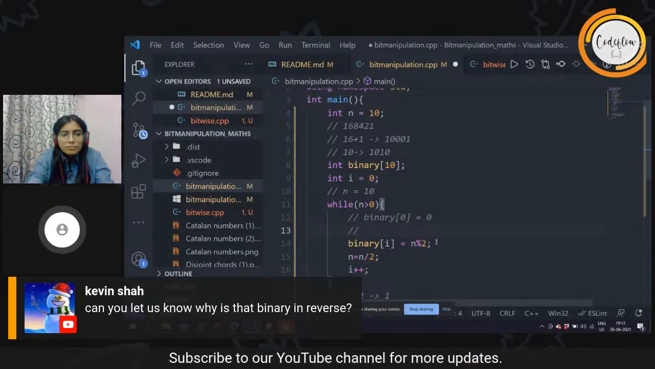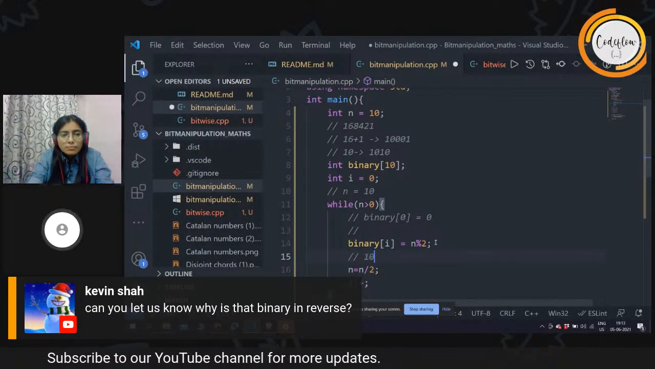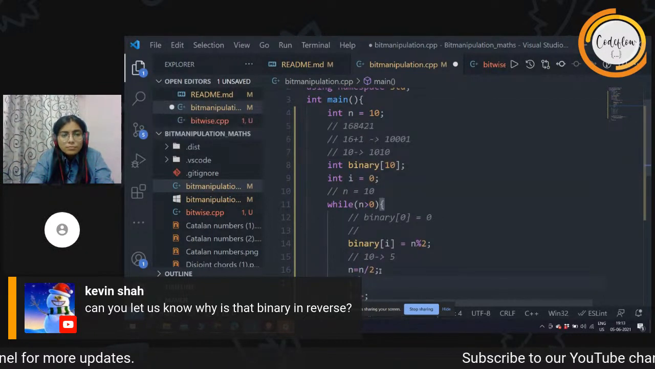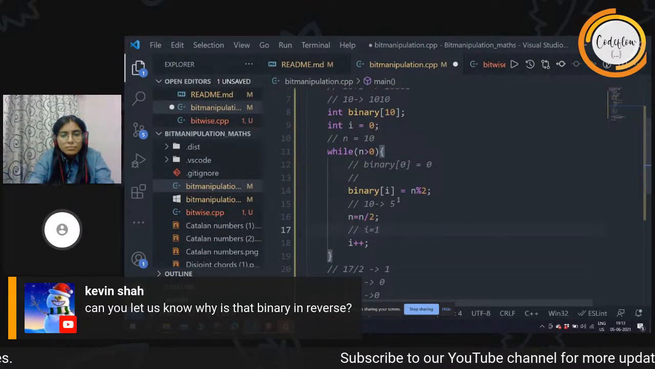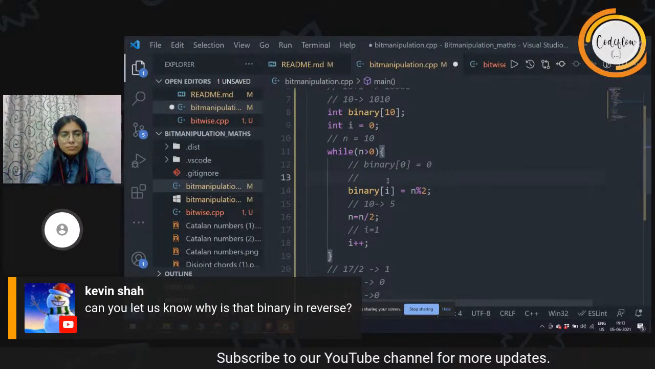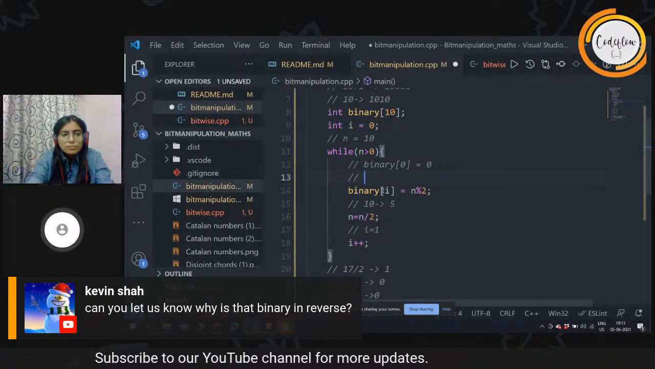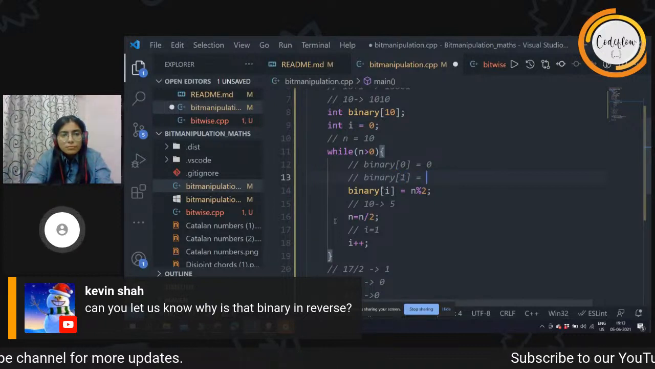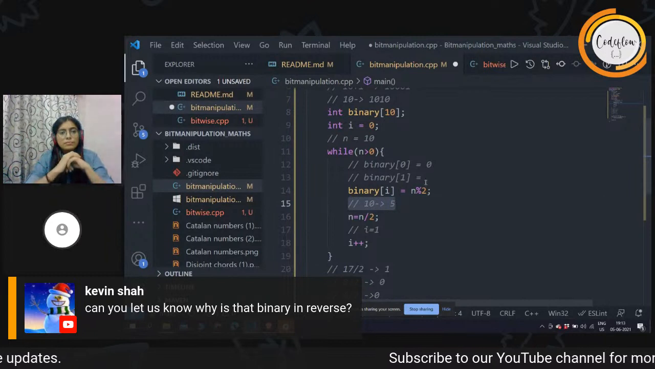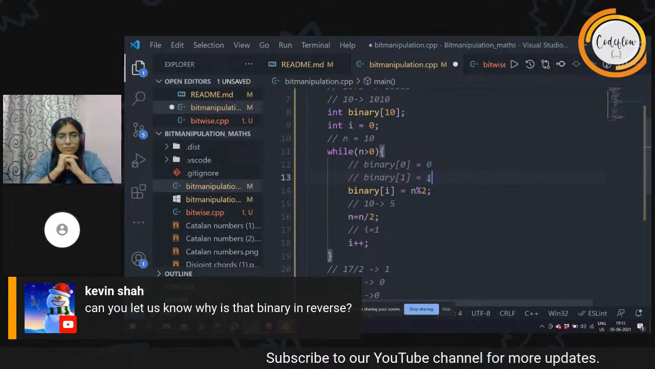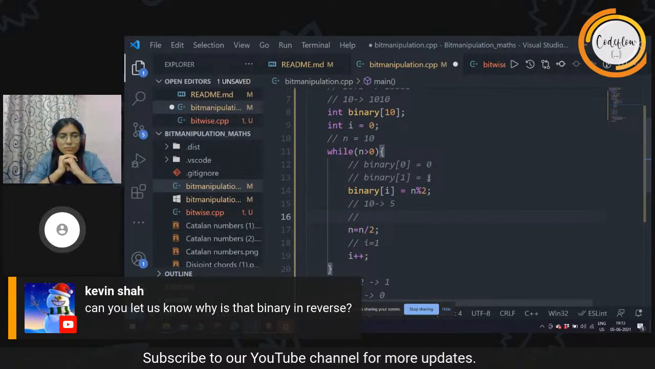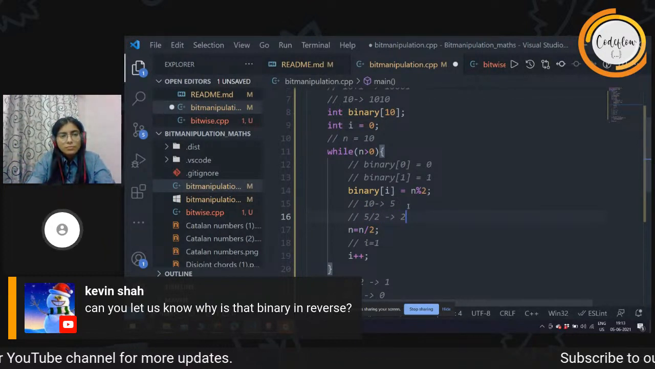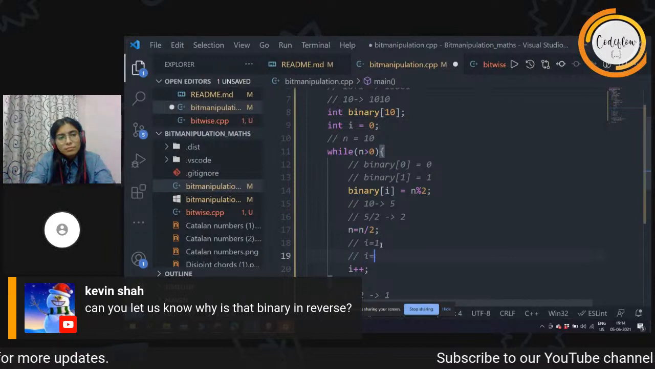Now my n becomes 10 divided by 2, that is 5. And then i goes to 1 because I'm doing i++. For the next iteration, i is currently 1. Binary[1] should be equal to n % 2. Right now, what is my n? As I told you, it is 5. 5 % 2 gives me 1. Then again, 5 divided by 2 will give me 2, and then i++, i becomes 2.